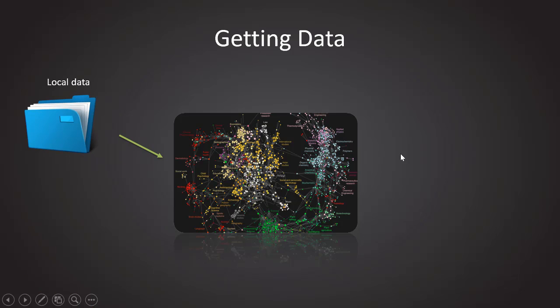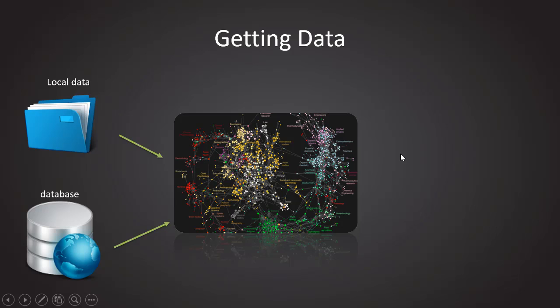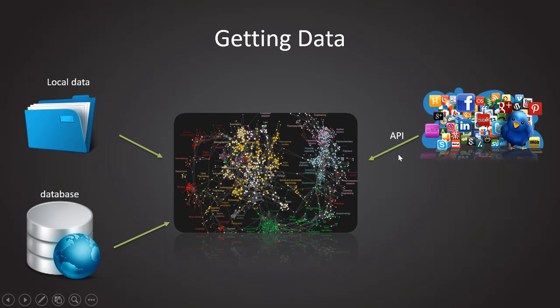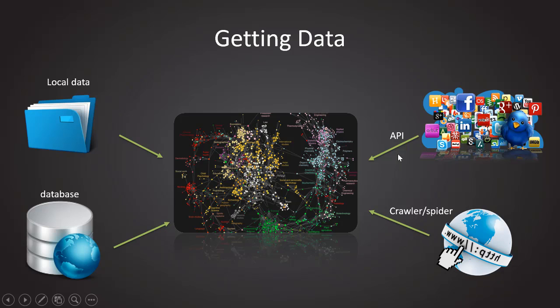We can load local data such as plain text data, CSV files, Excel files, JSON files, and other format files. We can also read data from database. In addition, we can get data from online with OpenAPI and with web crawler and network spiders.